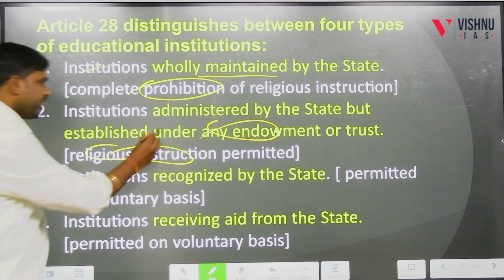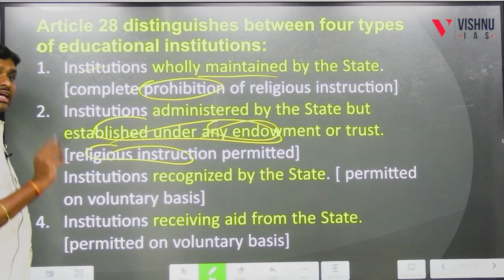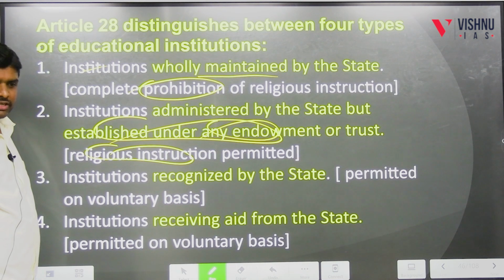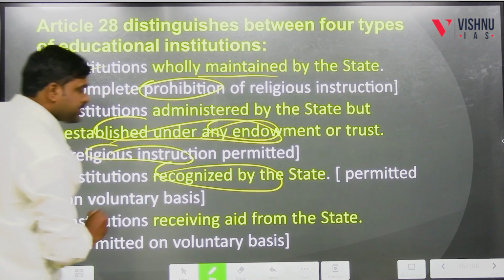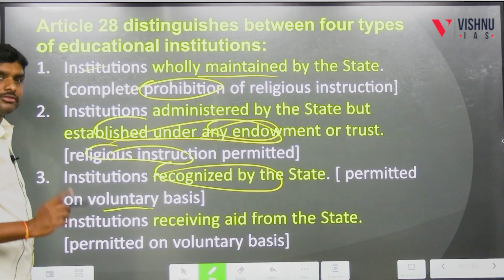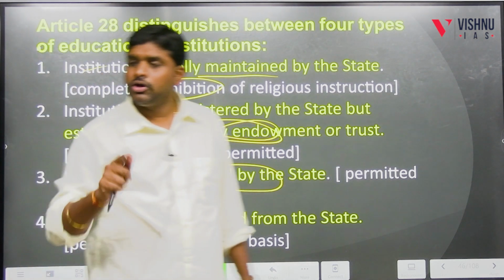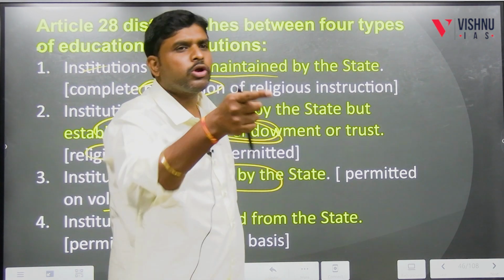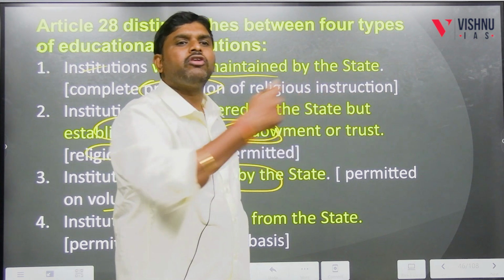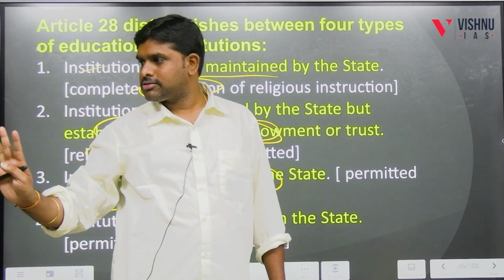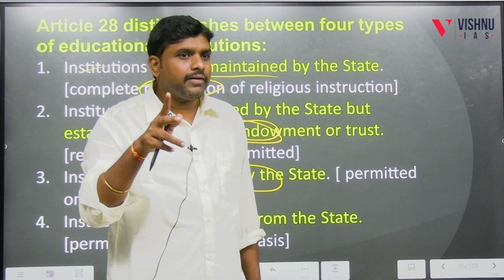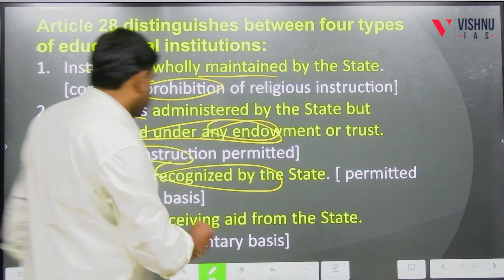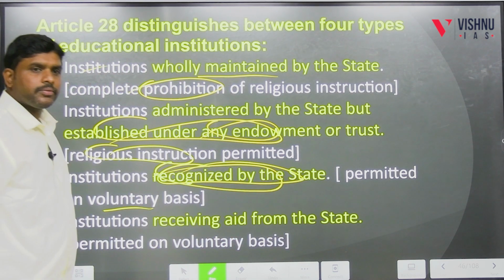Number 2, if it is established under an endowment or a trust, then there can be religious instruction. Number 3, recognized by the state, permitted on voluntary basis. Means what? I will permit. Today I will permit Islam, tomorrow I will permit church, day after tomorrow I will permit temple, on voluntary basis. I will not discriminate again. Permitted when recognized by the state.